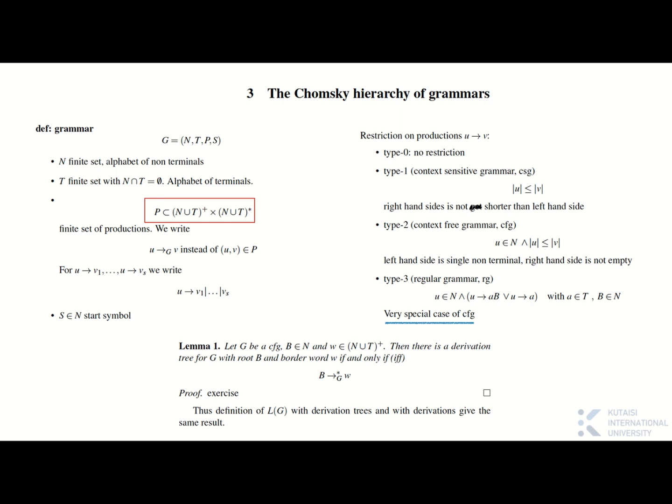So basically the definition of a language with derivation trees and the derivations give the same result. Either you define it with a grammar, or by derivations, or by derivation trees, that will give you the same thing.